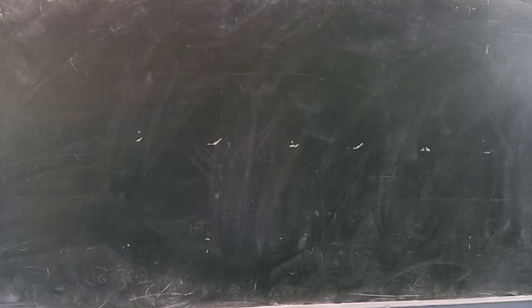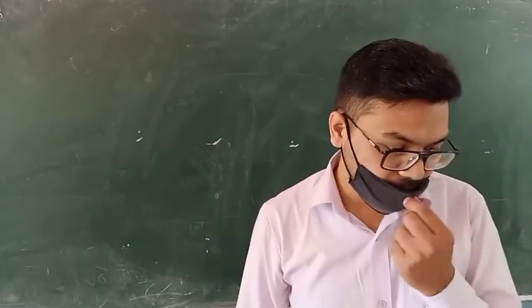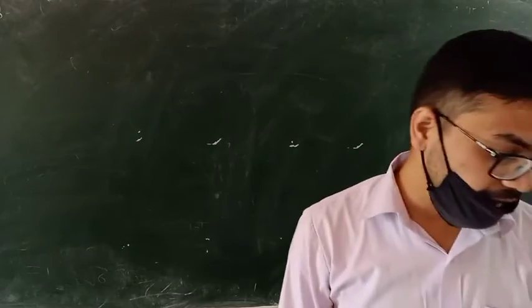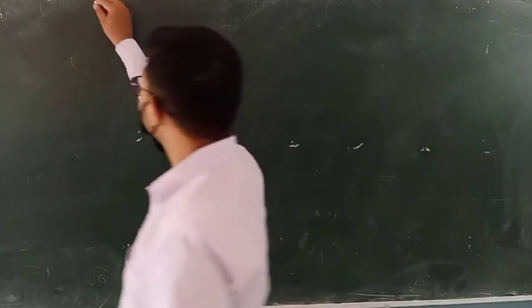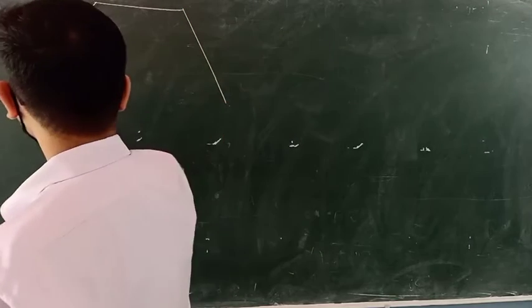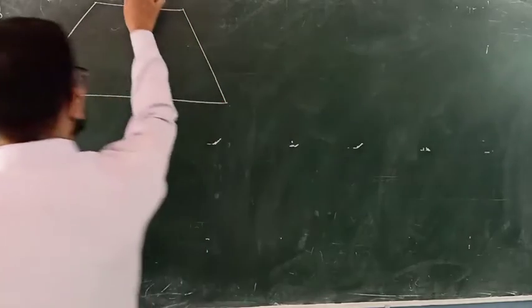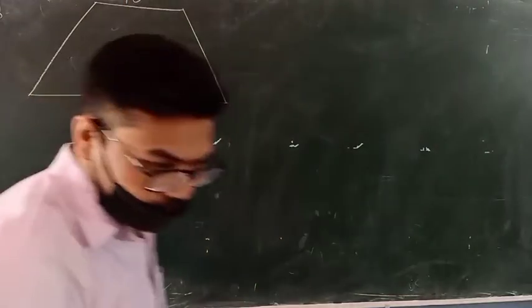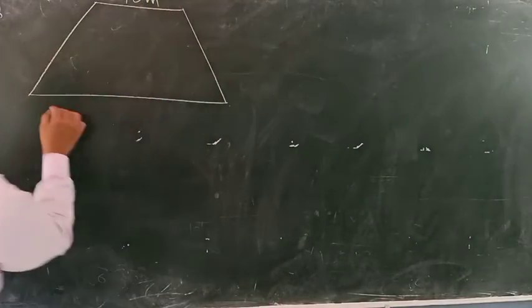Now question number, I think this is question number 9. A field in the shape of a trapezium whose parallel sides are 25 and 10 meters. So let's say this is the trapezium whose sides are given to you. This side is 10 meters and this side is 25 meters.